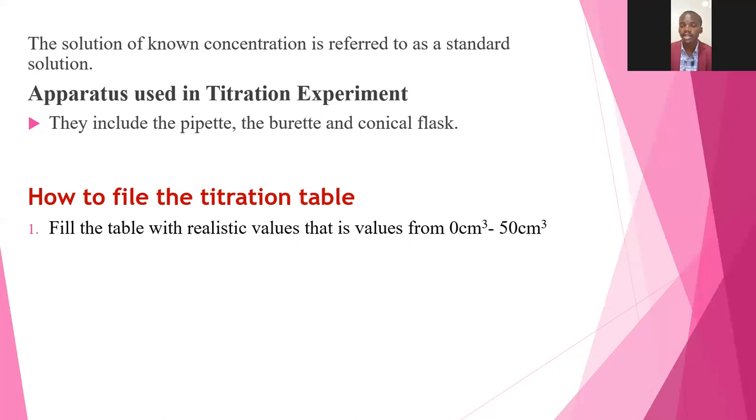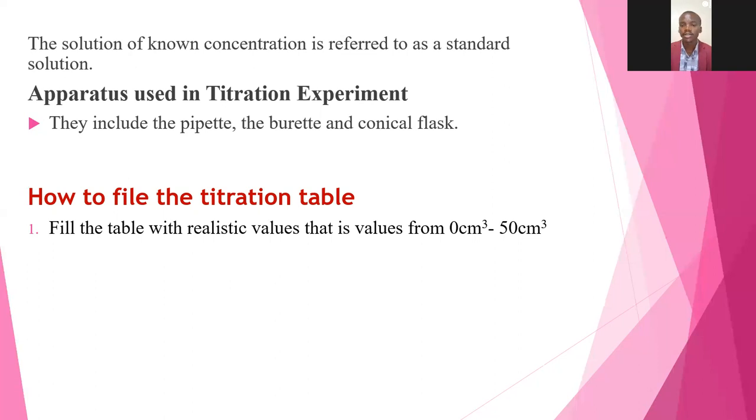If you get any negative values, that is unrealistic. Or if you get any value beyond 50, like 51 or 50.5, 50.20, 50.1, those are unrealistic values. So the values that you should get should be from 1 up to 50, and you should be able to know that.